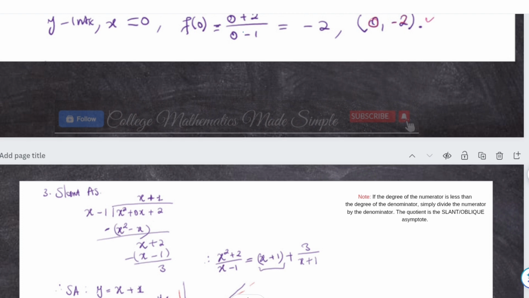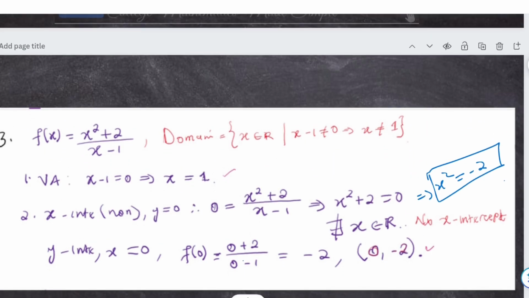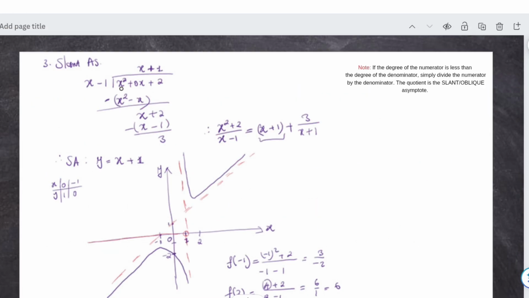Now we can notice one thing, that the degree of the numerator is greater than the degree of the denominator. So we just divide x squared plus 2 by x minus 1. So that is x plus 1 with the remainder 3. So when we divide, the quotient is x plus 1 and the remainder is 3 over x minus 1. So y is equal to x plus 1 is the slant asymptote.